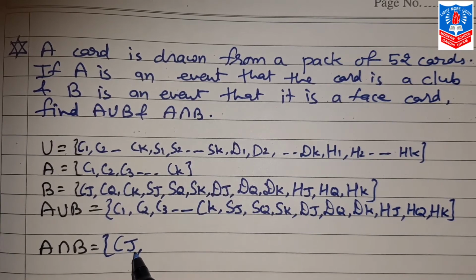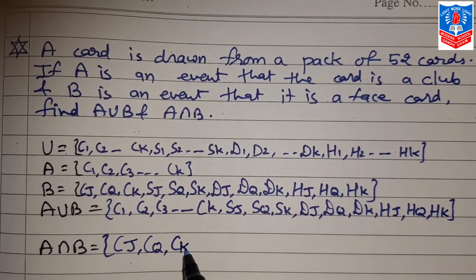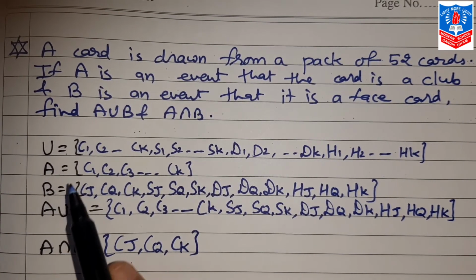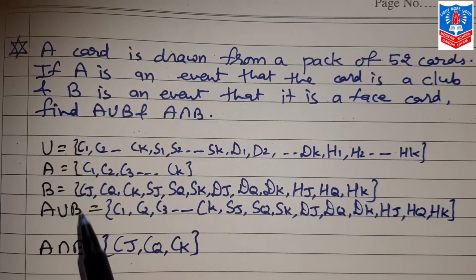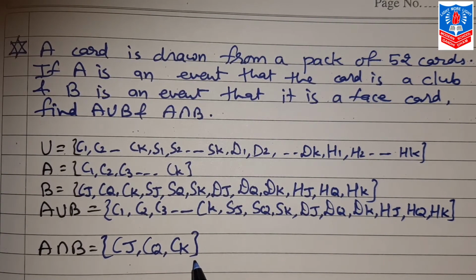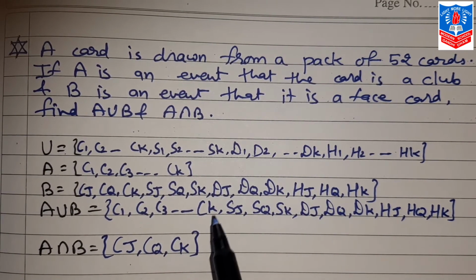CJ, that is club Jack, club Queen and club King. These 3 cards only are common between A and B. So that will be A intersection B. So this way A union B and A intersection B, these are the sample points of these two.